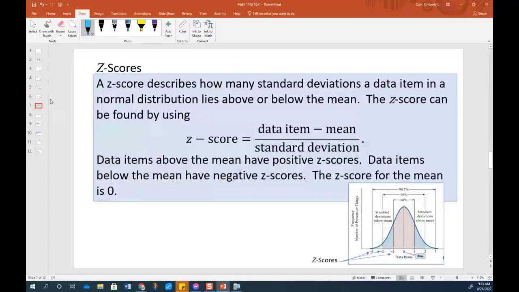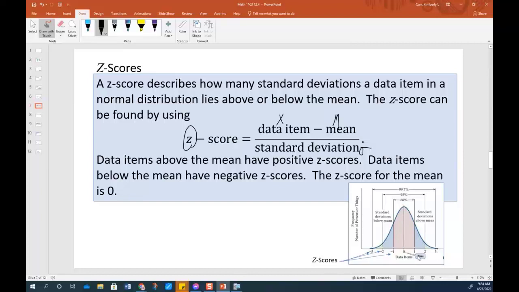I mentioned this on that earlier slide. This is actually the formula to find out how many standard deviations above or below the mean you are. So the z-score is equal to the data item minus the mean divided by the standard deviation. So if we were looking at that in terms of a population, we could say z is equal to the particular value minus the mean divided by sigma. Now, if you were looking at a sample, they would replace this with x bar, and this would be s.